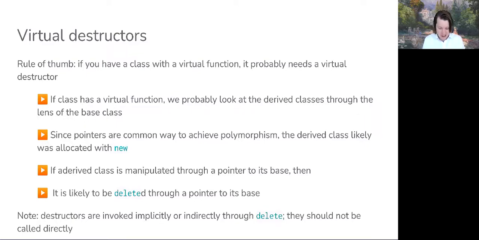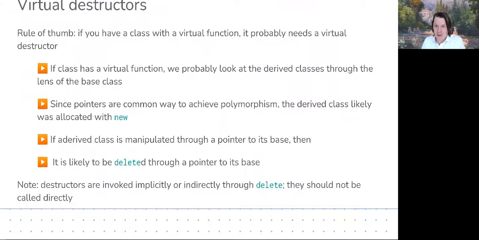Remember, if we write something like animal A equals, say, Bubby, that was object slicing. That creates a whole brand new object, which is not what we were going for and what we couldn't actually do if we had a pure virtual function, because remember, we couldn't have objects of the type if the base class is an abstract class. So since pointers are a common way to achieve polymorphism, the derived class likely was allocated with new. If the derived class is manipulated through a pointer to its base, then it is likely going to be deleted through a pointer to its base, as done here.